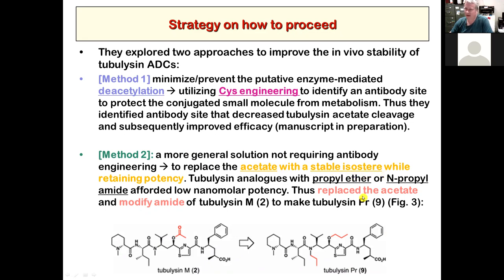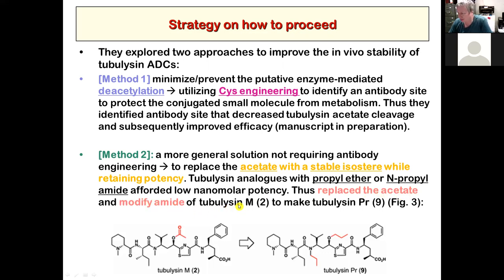An isostere is just like a fragment of the molecule while retaining potency. So tubulysin analogs with propyl ether, or N-propylamide, because amides are also stable, afforded low nanomolar potency. Thus, they replaced the acetate and modified the amide.